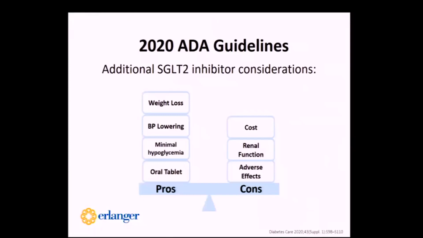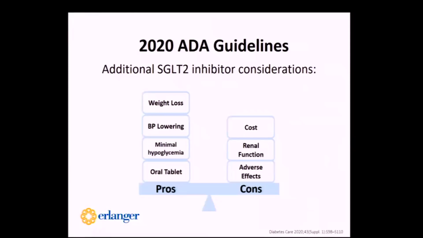So additional considerations when adding an SGLT2 inhibitor to a diabetic patient, there are some pros and cons that go past just the literature that we talked about. Some additional benefits that you might get would be the mild or moderate weight loss, some blood pressure lowering effects as well. These medications do have minimal hypoglycemia risk as compared to your insulin, your sulfonylureas, and they are an oral tablet, so not an injection like we think about with insulin or GLP-1.